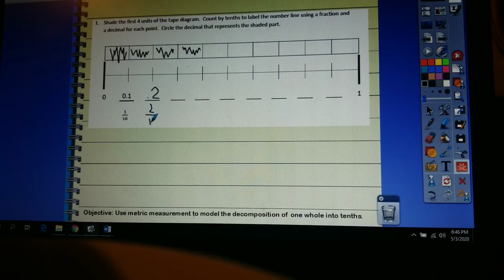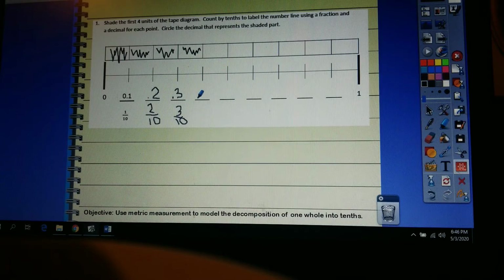Y'all know how it is when I try to draw with this computer. I wish I was at the board. So there's 2/10, right? So we have 1/10, 2/10, 3/10. Then we would have 4/10. I'm trying to go quick, but you know how it is when I'm writing. 4/10. So decimal point 4, which would be 4/10.